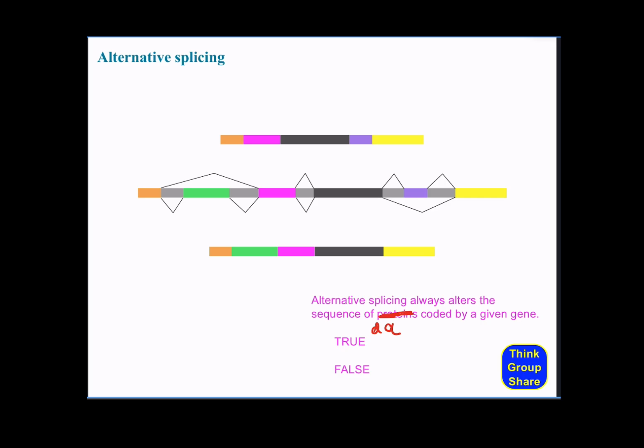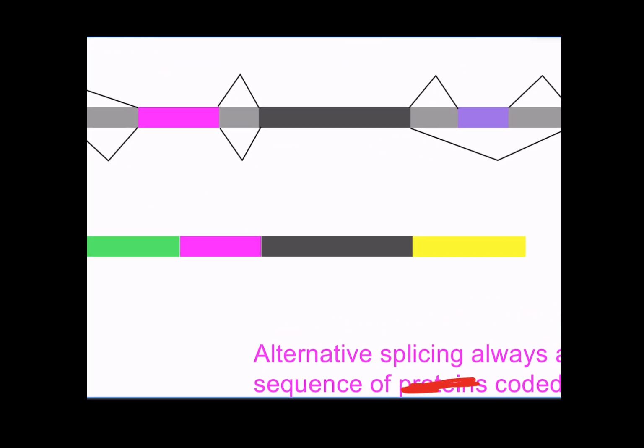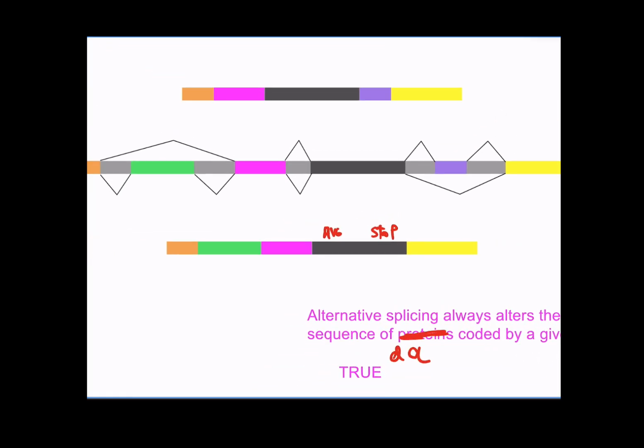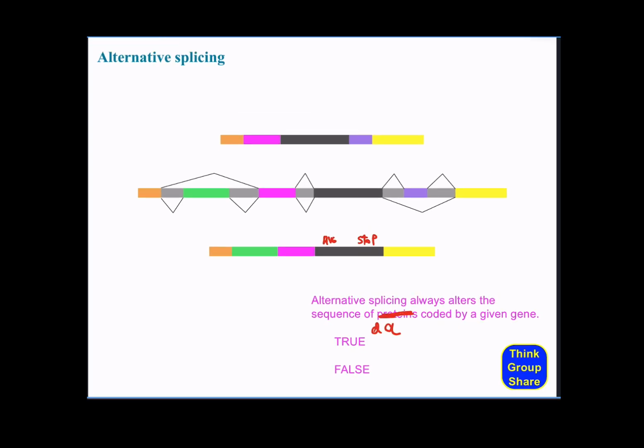It all depends. The alternative splicing will give you different combinations of exons, right? But it all depends on where the AUG and the stop codon are. To illustrate that point, let me say that in this particular example, the AUG is here and the stop codon is here. In that case, the AUG and the stop codon in both isoforms and everything in between will code for the same sequence of amino acids.